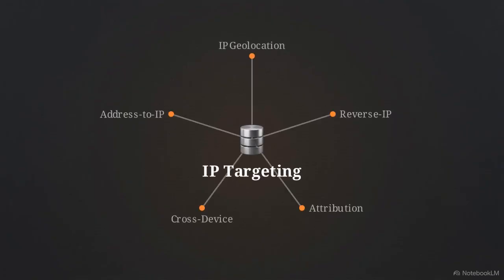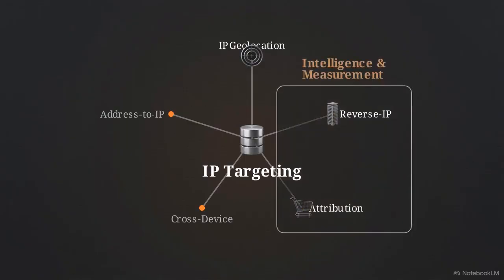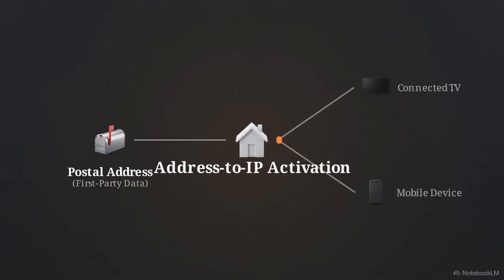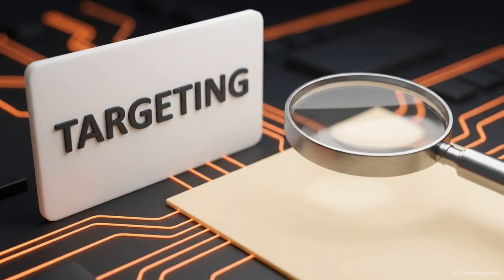The confusion starts with the vocabulary. When a vendor pitches IP targeting, they mean one of 5 different practices. First is IP geolocation. This is what Google Ads uses to infer a general city. Next are reverse IP business identification and IP-based attribution, used for intelligence and measurement, not ad delivery. Then there is address-to-IP household activation. You provide postal addresses, they're matched to home connections, and ads served to those specific networks. If you don't pin down exactly which of these 5 tools a vendor is selling, you have no way to measure if it is working.